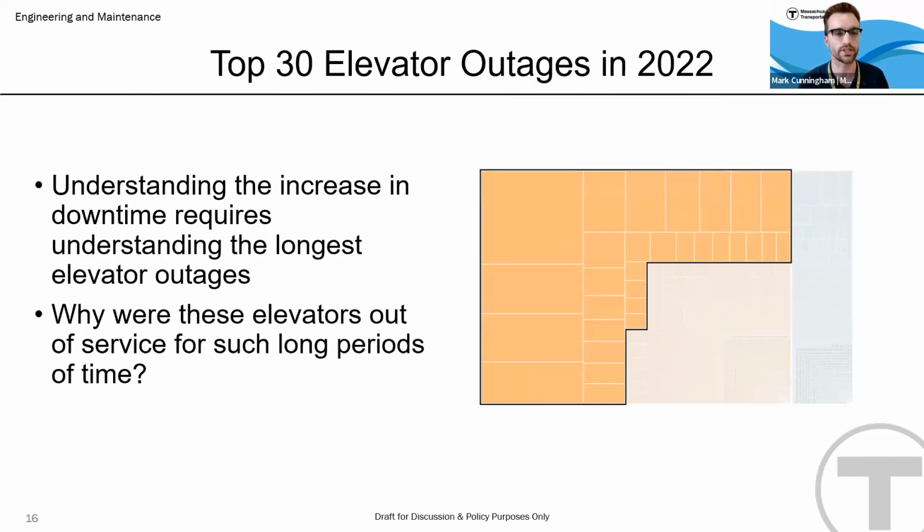So to understand the increase in the downtime that we've seen in 2022, it requires us to understand what is going on with these long-term outages. Why were these elevators out of service for such long periods of time? What we did as a group was identify and isolate the top 30 elevator outages. These are presented on the graphic on the right. This is the same graphic you saw on the previous screen with the top 30 elevator outages highlighted. These outages represent approximately 70% of the outage time in 2022. Next slide, please.